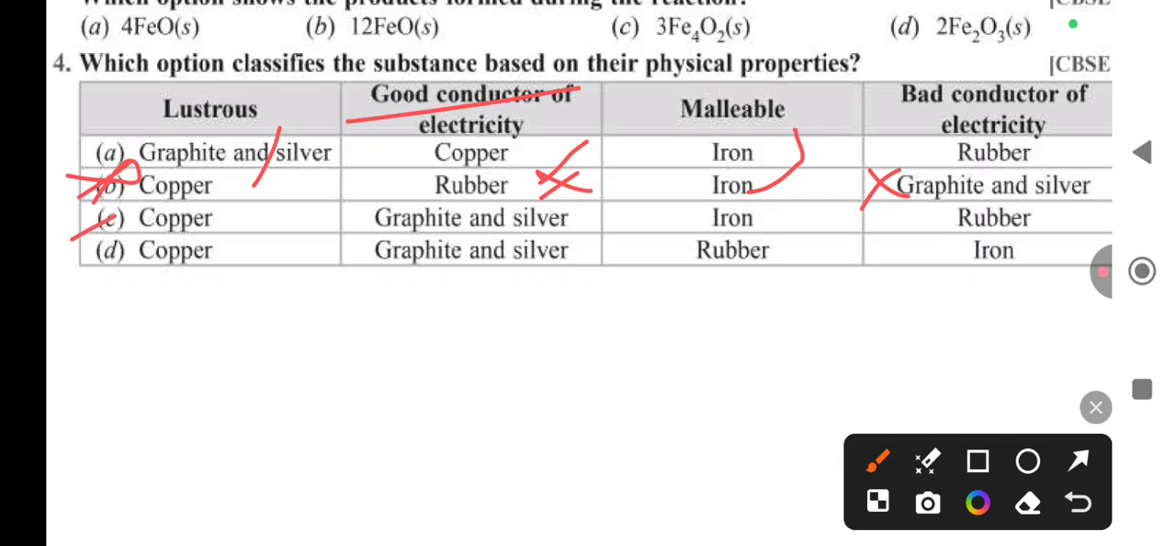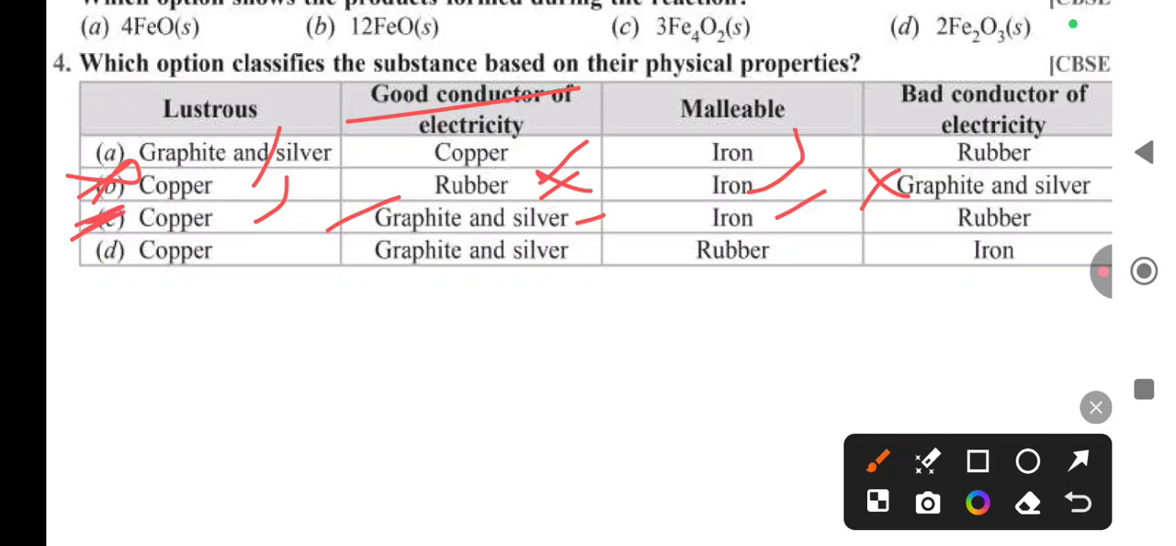In C if you will go, copper it has lustrous property, definitely, because it is the pure metal. Good conductor of electricity, graphite and silver, it is good conductor. You have seen in pencil lead also, that is graphite, which is the good conductor. Iron is malleable, rubber is the bad conductor of electricity. So all points that is written here, it is all are correct. Okay, so you can go accordingly. So answer will be the C option.